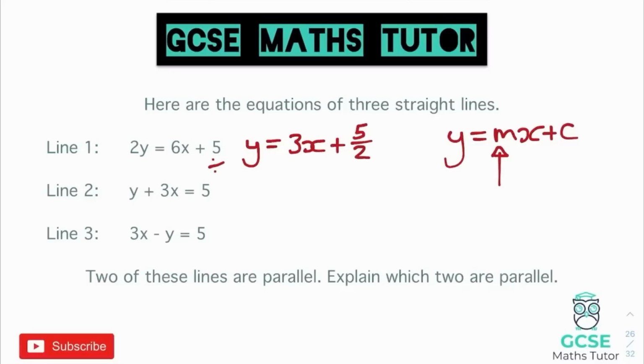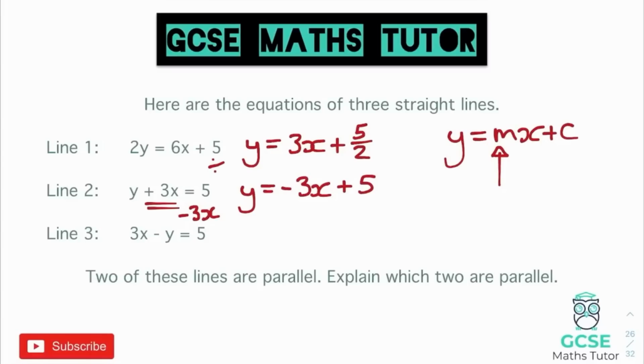Now for the next one, you can see that that 3x is on the left hand side. So to get that onto the right hand side, we're going to subtract 3x from both sides, and that will leave us with y is equal to minus 3x, and then we've got the plus 5. So as you can see already, those two have different gradients. For the first one, we have got 3x, and for the second one, we have negative 3x. So we need to have a look at this final one.